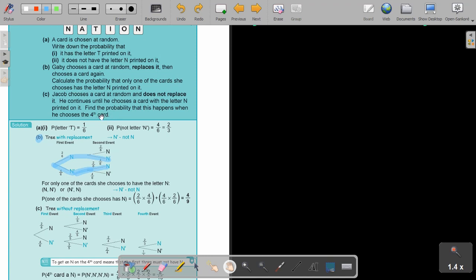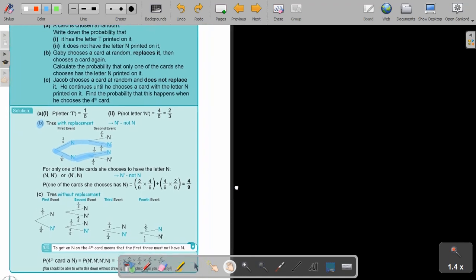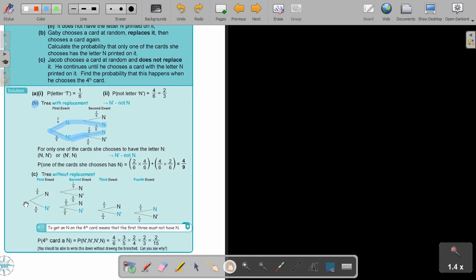So he will stop as soon as he has an N. So if it's 4 events, basically it will be not N, not N, not N, and then he will have N. It's not necessary to draw a tree, but trees usually help you. So let's see how we were drawing it here. So N, not N. But because it's now dependent, he didn't replace the card, so it's going to be 5, 5, 5, 5. Assuming he took an N, then there's not 2 left, but only 1. This stays the same. Remember, it must still add up to 1.